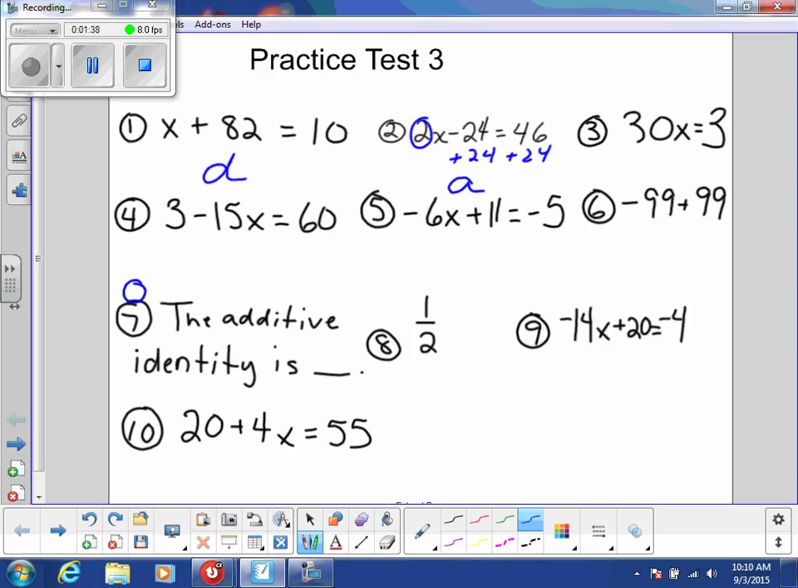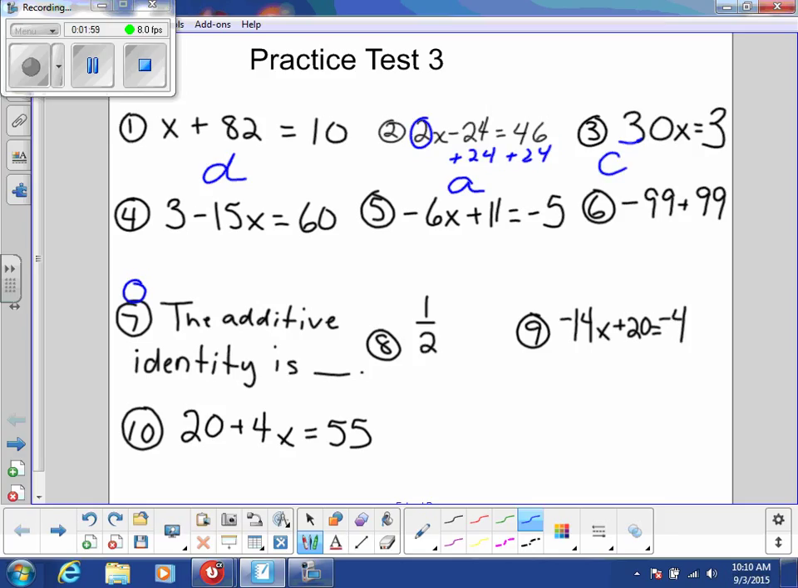Number 3, a one-step equation where you have a coefficient 30. There's nothing being added or subtracted with the variable term, so the only thing to do in number 3 is divide by 30. That makes the correct answer choice C.